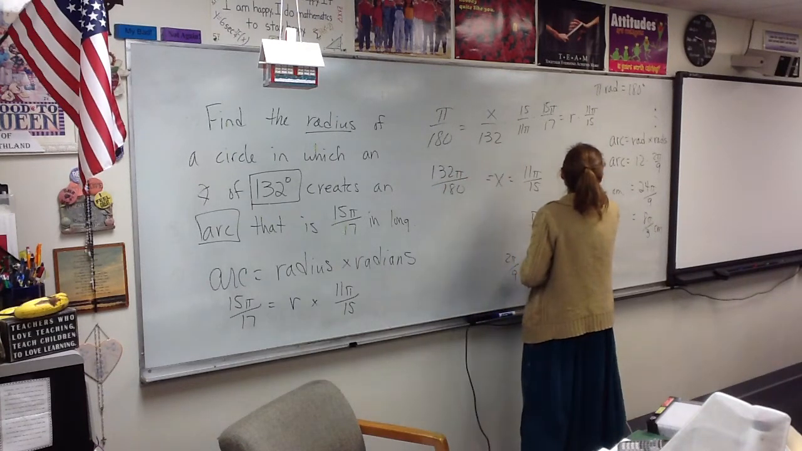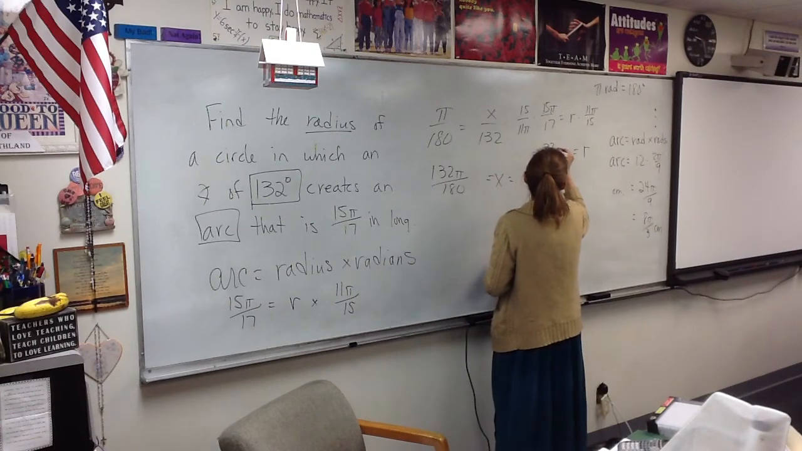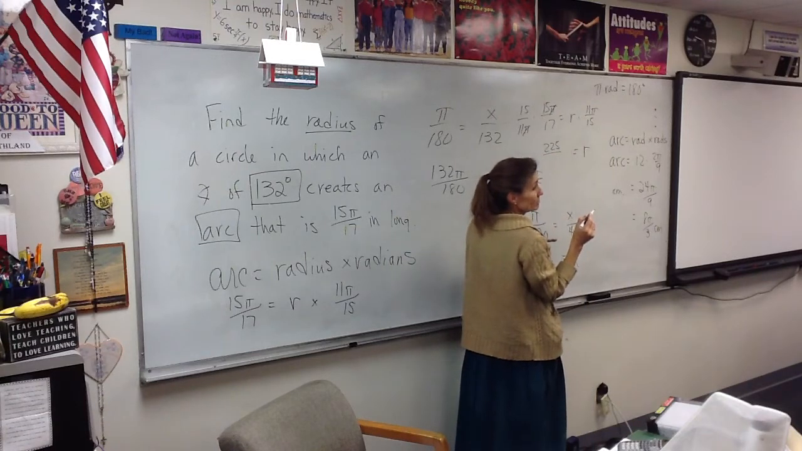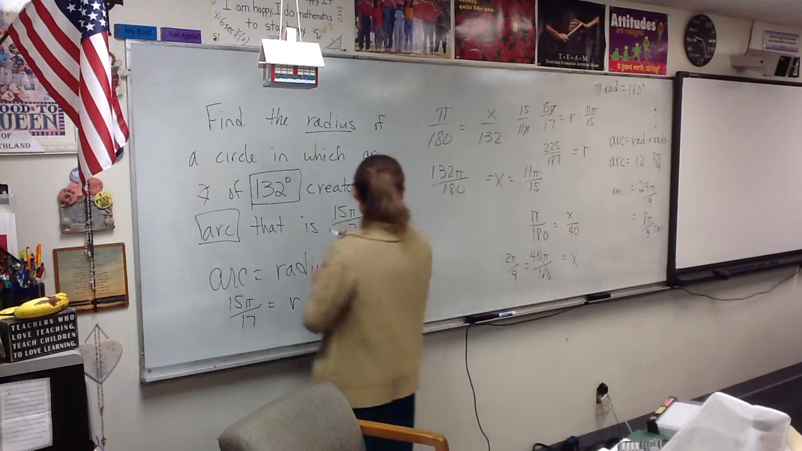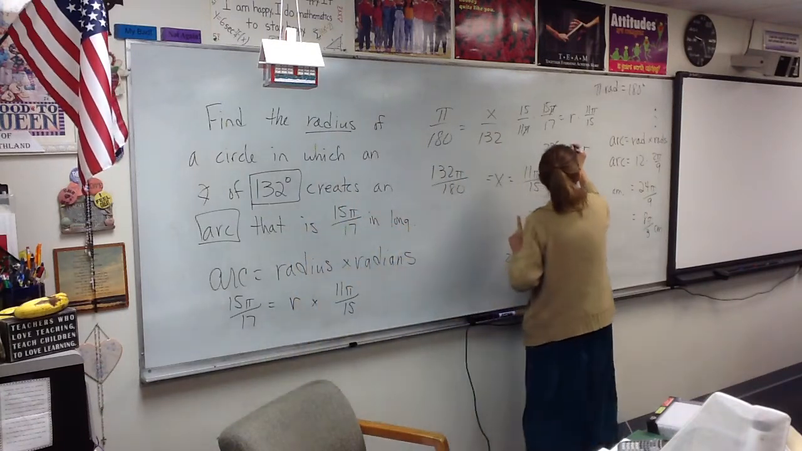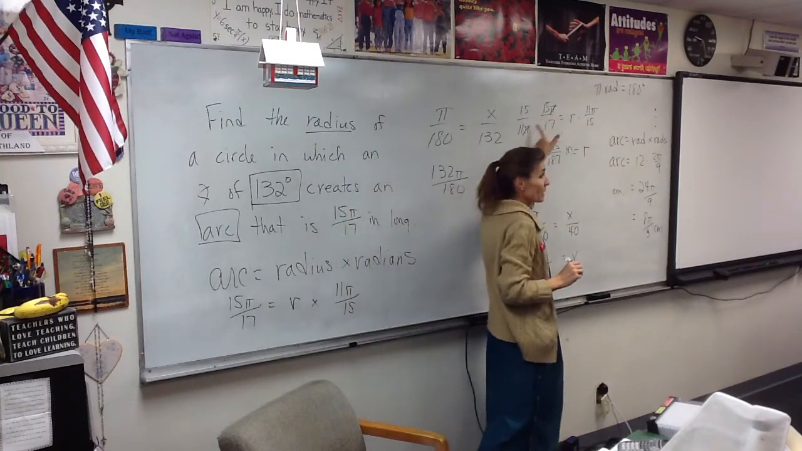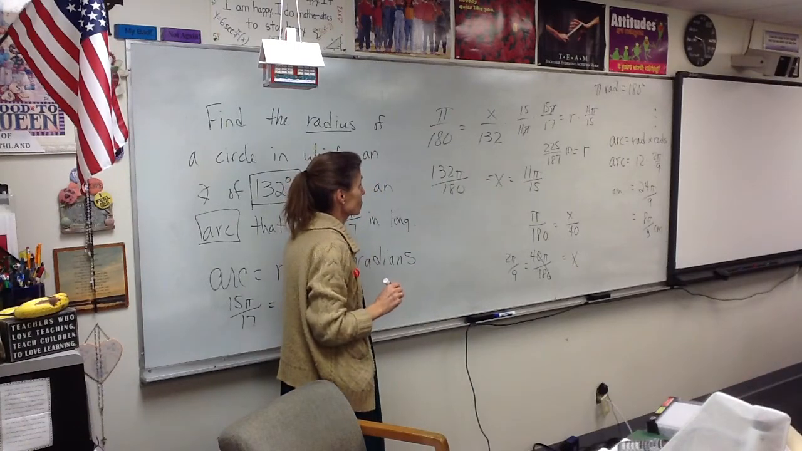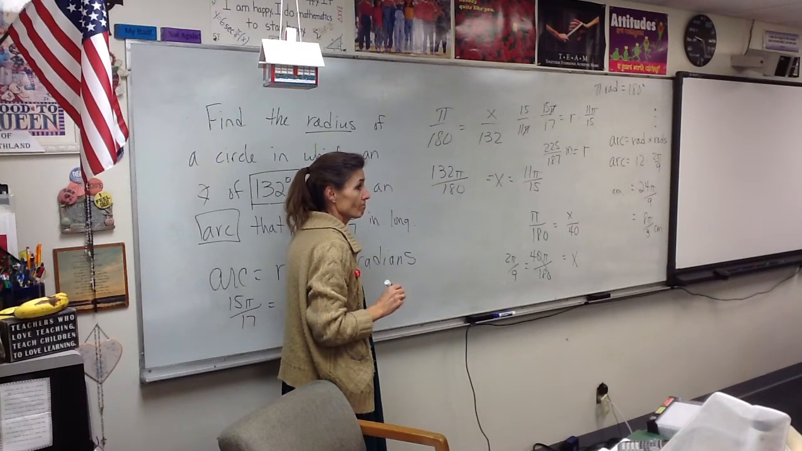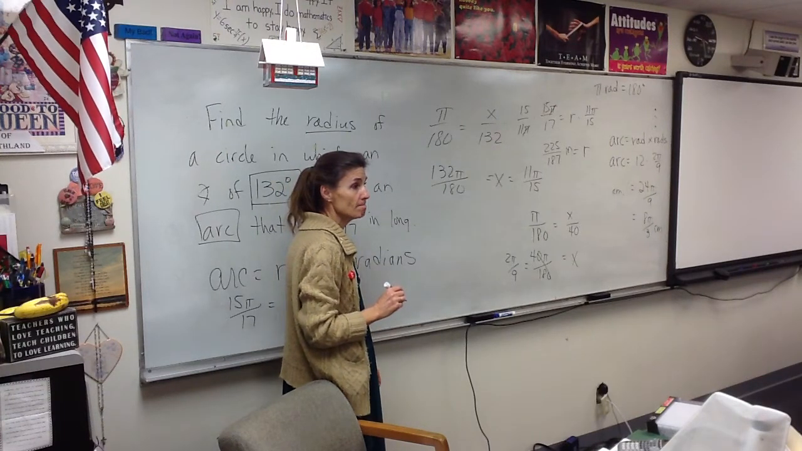So r equals 15 times 15, 225. The pi's are going to cancel. 17 times 11? 187. And the unit on that would be inches. Where does the pi go? It canceled with this one. They both have pi, one on the top and one on the bottom. Got it?